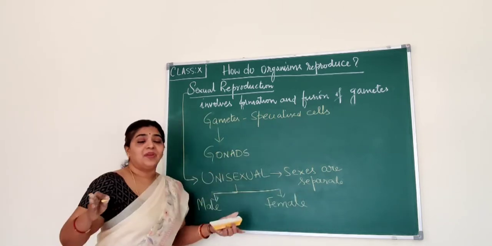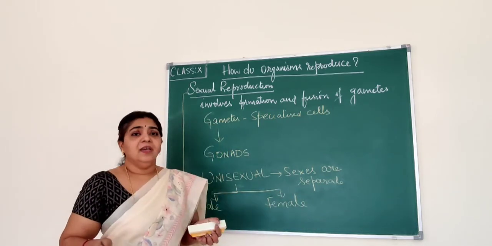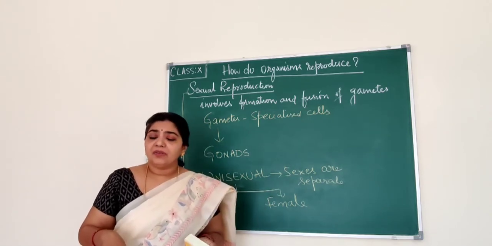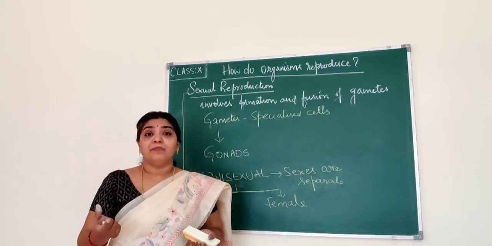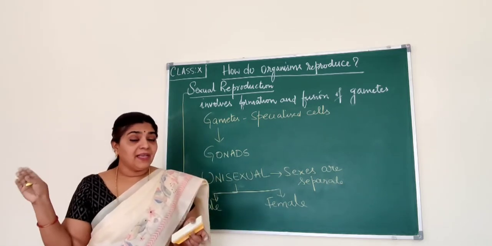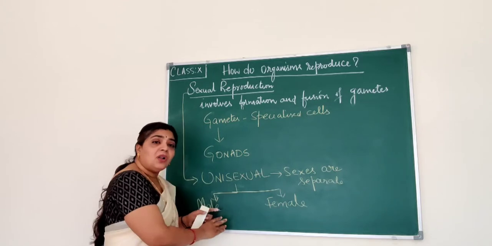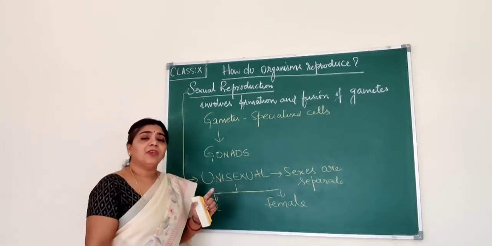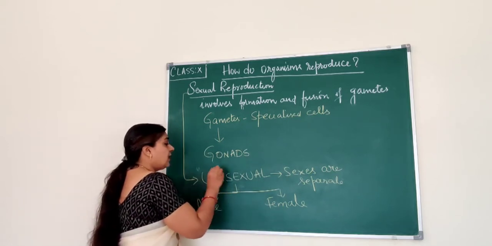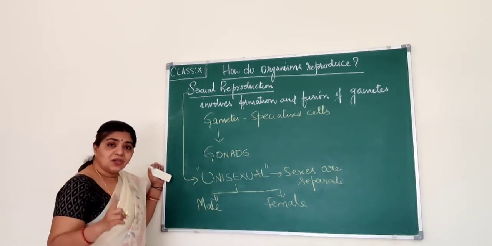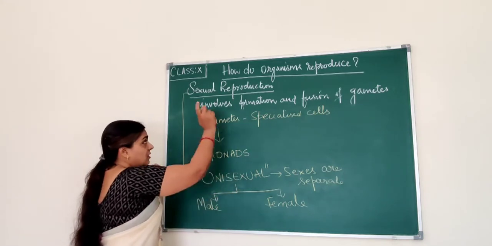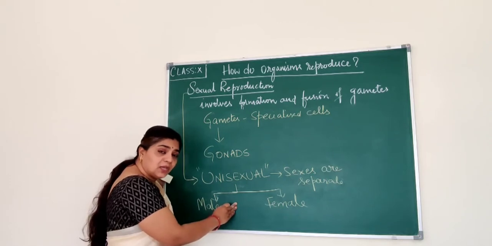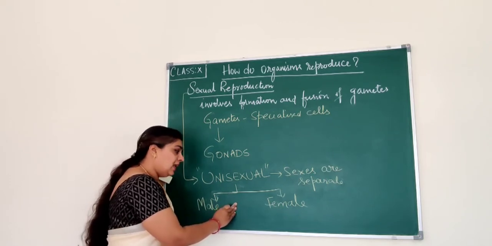We say separate because there are some organisms, like the tapeworm, in which both male and female reproductive structures are present in the same organism. That's why they are called bisexual organisms, and we are called unisexual organisms because the male organism and the female organism are separate. Sexual reproduction is seen in such organisms. Unisexual nature is seen only in higher plants and animals.